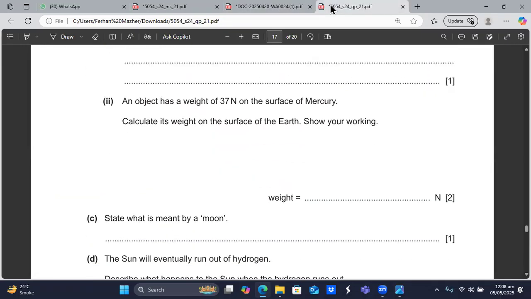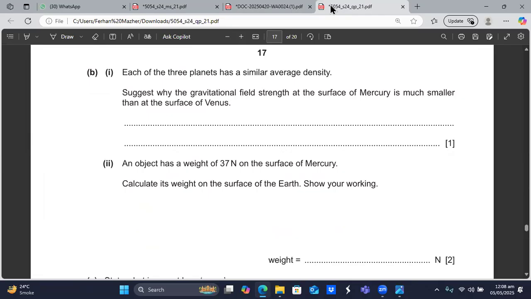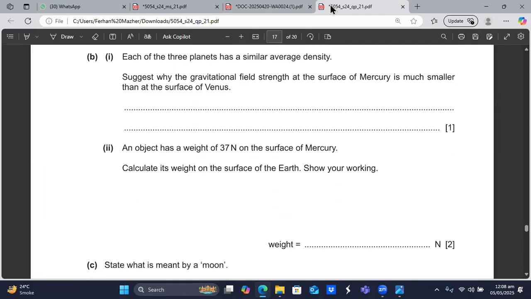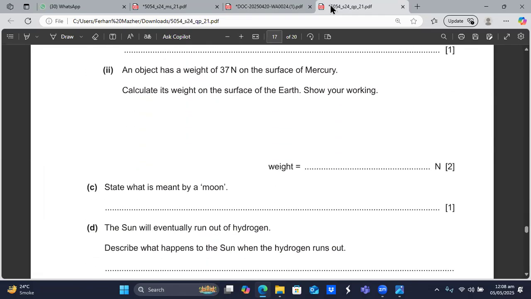The bodies which have less mass will have less gravitational attraction. Okay, question number 8, and it's B, second part. An object has a weight of 37 Newton on the surface of Mercury. Calculate its weight on the surface of the Earth. Show your working.